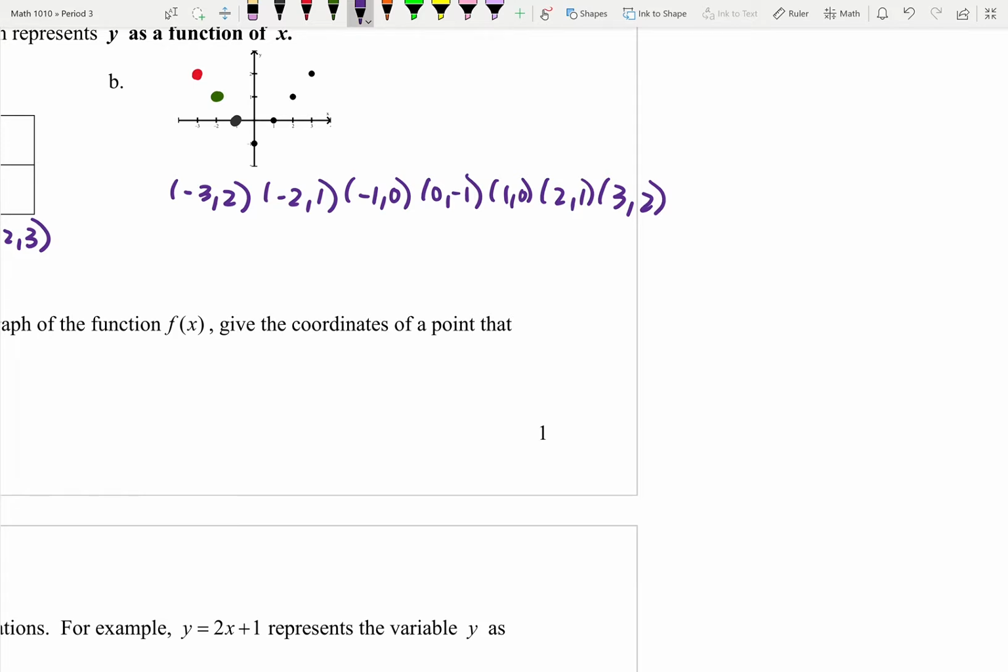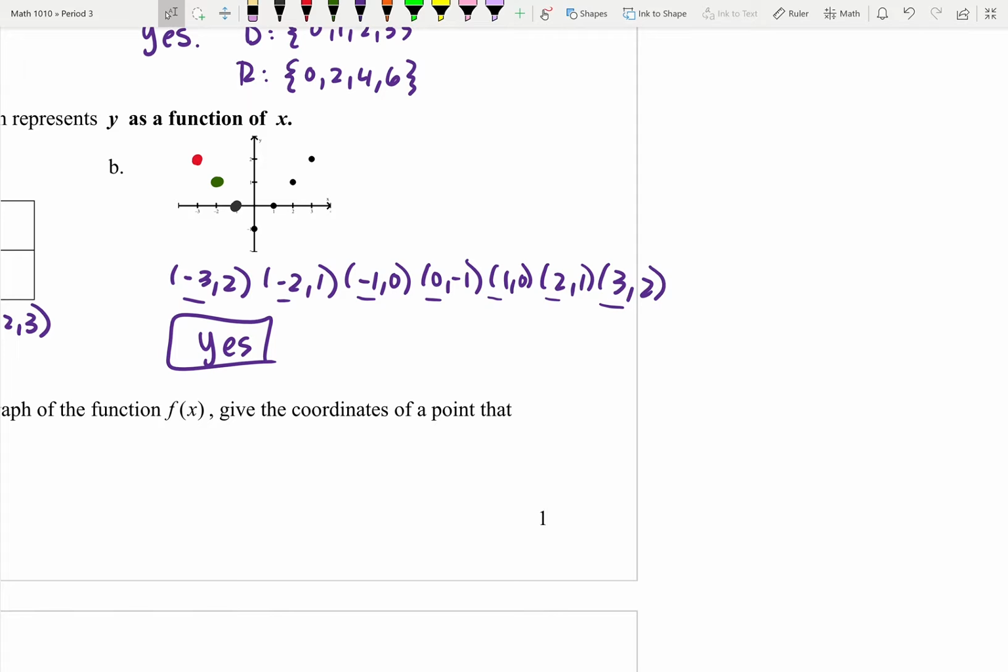Did I really have to do that? Did I have to list those? No, they didn't tell me to list them. Now that I have them listed, I can see that they're all different. Is it a function? Yes, it is, and I'm done. But I didn't really have to do that. Can anybody tell me something else I could have done?